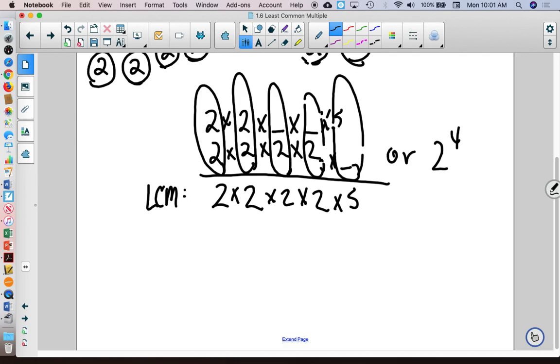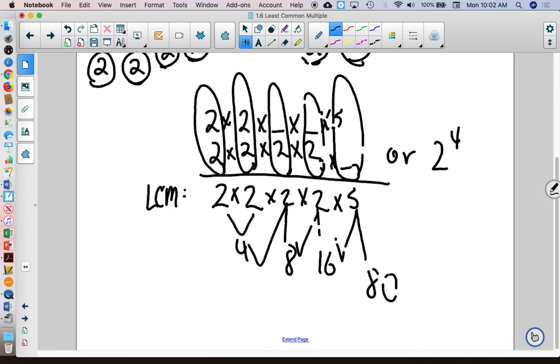What is 2 times 2? 4. Times 2 is 8. Times 2 is 16. Times 5. What is 16 times 5? 80. The LCM for 16 and 20 is 80 using the prime factorization method.